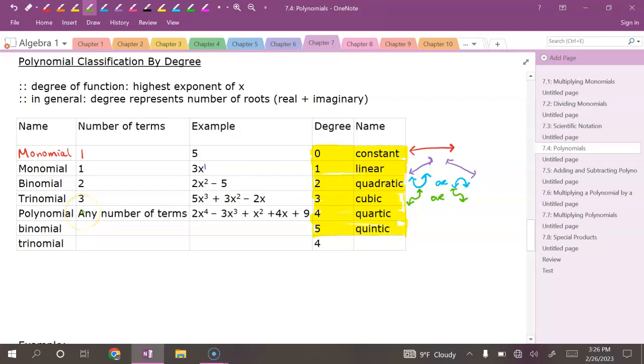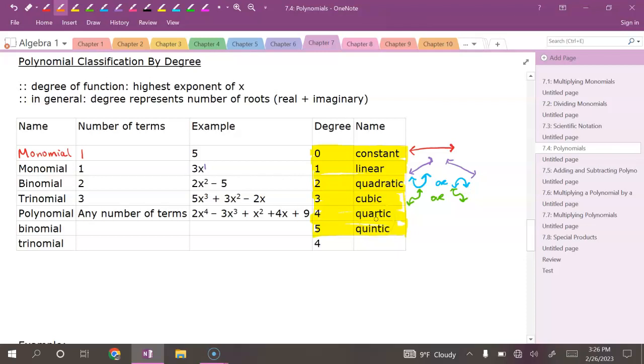Then the next example I have here is called a polynomial because, again, polynomials refer to anything that has more than 3 terms. So anything that has 4, 5, 6, 7, 8, 9 plus terms. This one's got 5 terms here. That very first one has x to the 4th. 4 is the degree, and this would be called a quartic graph.